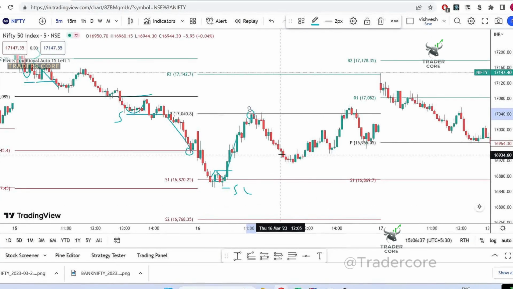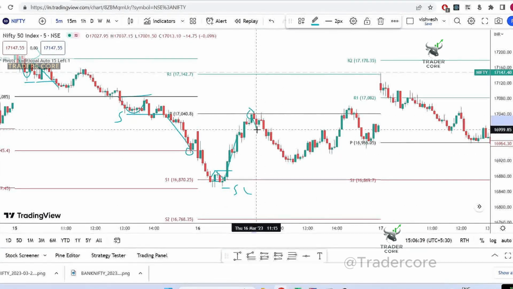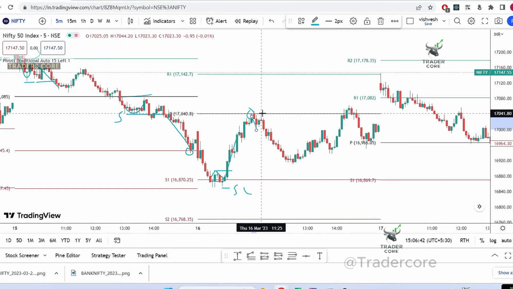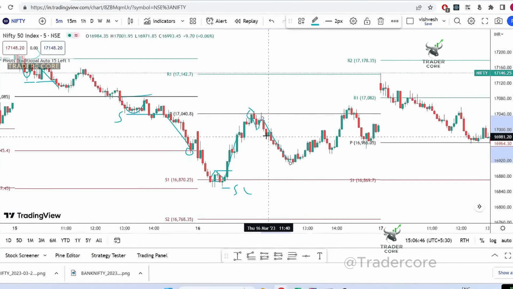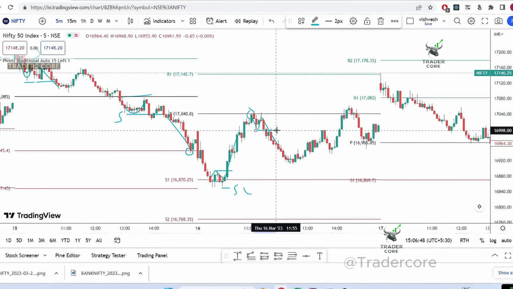Now let's see if we get another entry. Here we can see the market came down again from this level, the pivot level. It again did a pullback and came down again. So we will sell here as per the strategy with this as the stop loss.